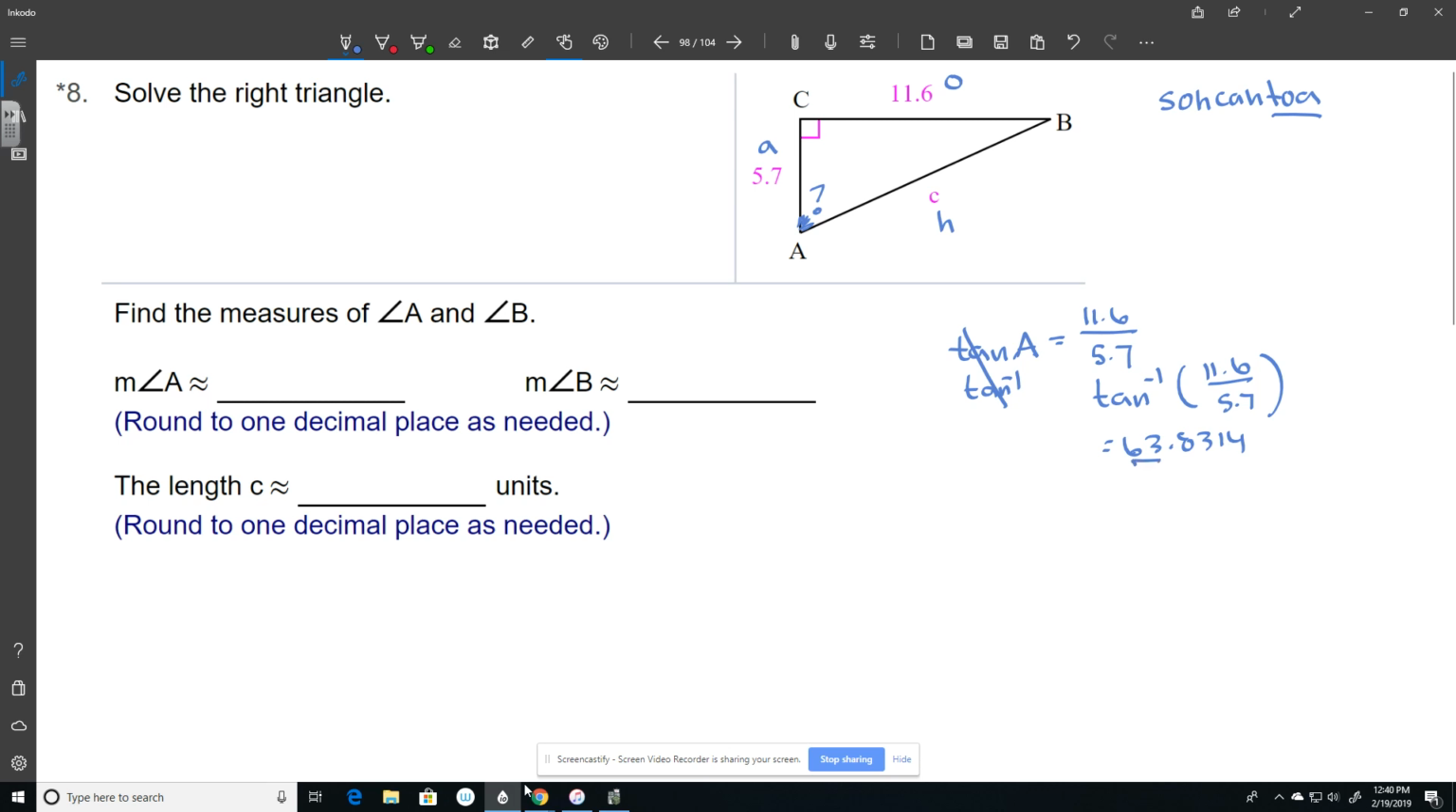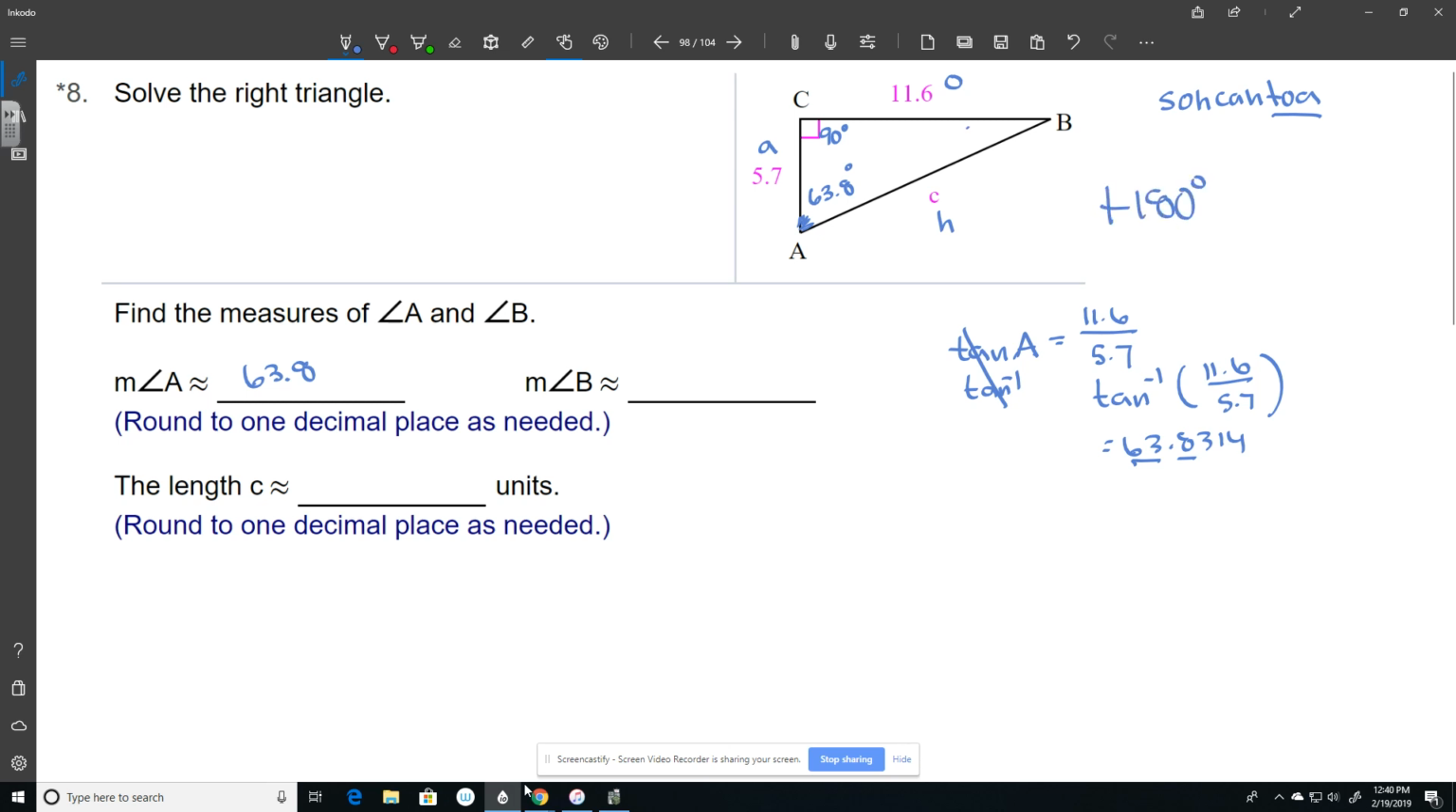But it wants me to round to one decimal, so 63.8 is what I'm going to round to. And now it wants me to find angle B. The nice thing about finding angle B is I know that angle A is 63.8. I know that angle C is 90. And I know that the angles all have to add up to 180 degrees.